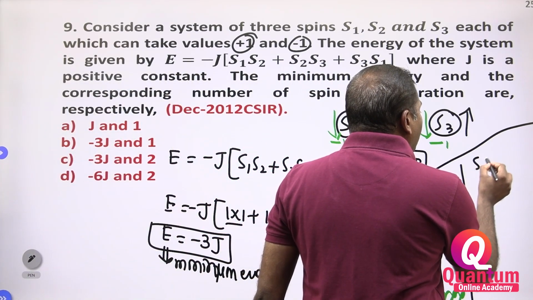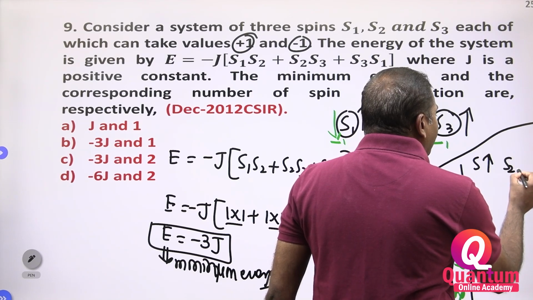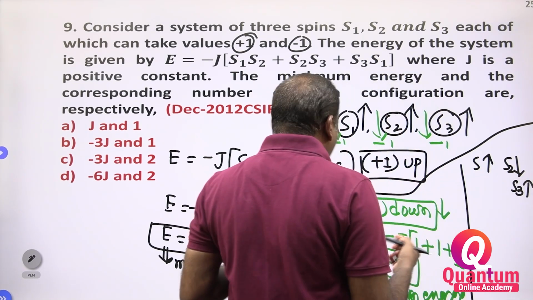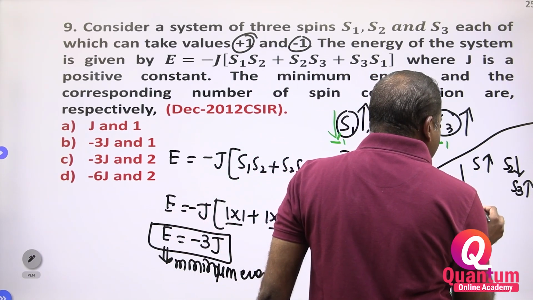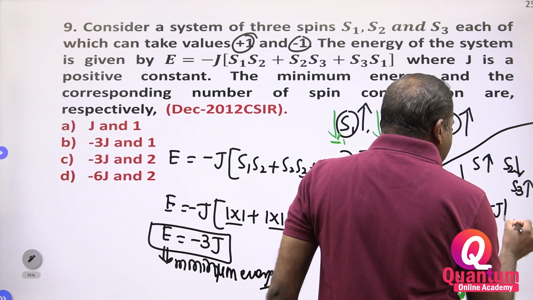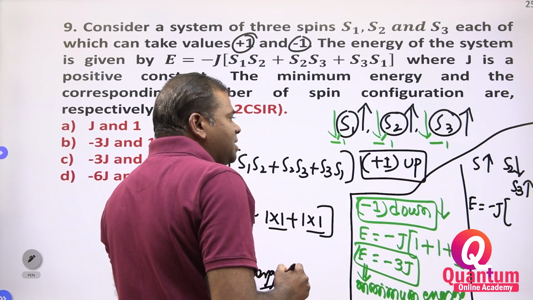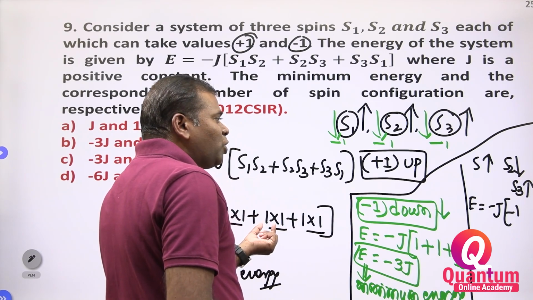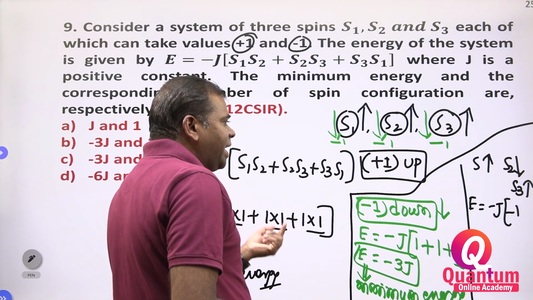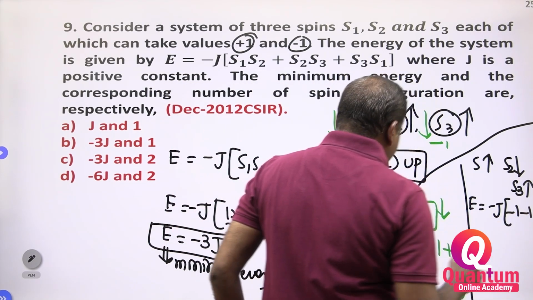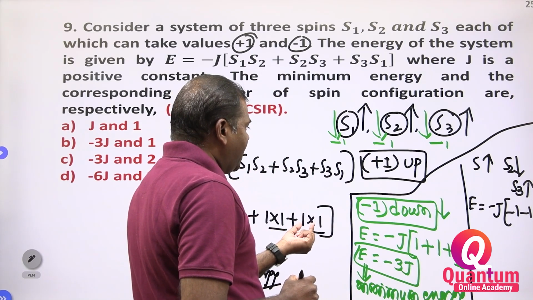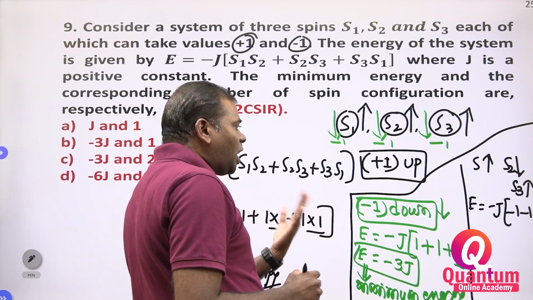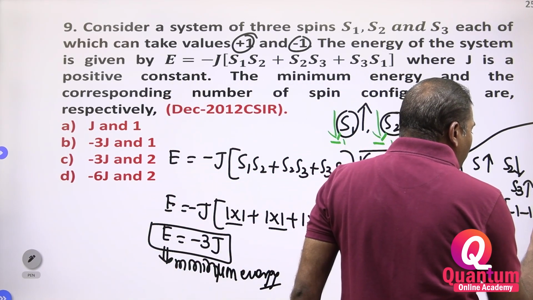Suppose S1 is up, S2 is down and S3 is up. Then what will happen, you have to see. E is equal to -J into S1 up, S2 down, that is -1. S2 down, S3 up, that is -1. Now you have to take S3, S1. What do we have to write? Both are up only, 1 plus 1.